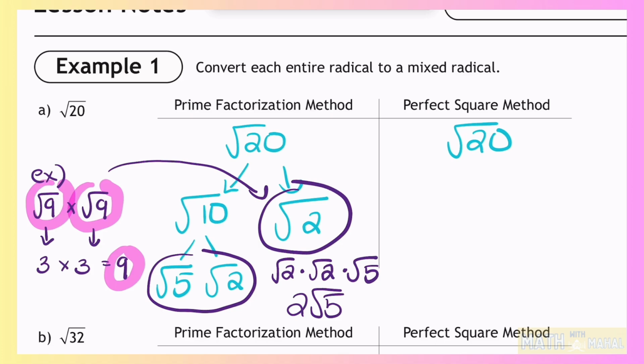Okay, let's look at our perfect square method. So this is the method that I kind of prefer because I find that it's less steps. So what we're going to do is we're going to look at 2 numbers that multiply to root 20 and one of them is a perfect square.